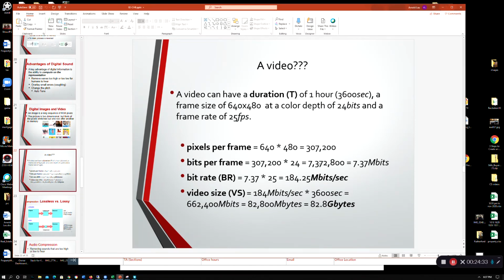It's like this, right? That was just one picture, or one frame. Now you're going to take this and multiply it by 25 for a second. Just 1 second, you're going to have 25 of these frames, and you can see just in 1 second we have a lot already. This is like 184 megabits. Okay, and so let's say we do it times 3600 seconds. You're talking about 82 gigs.